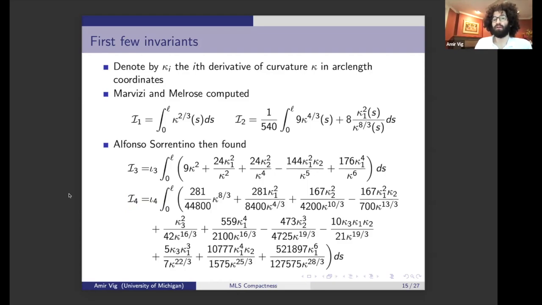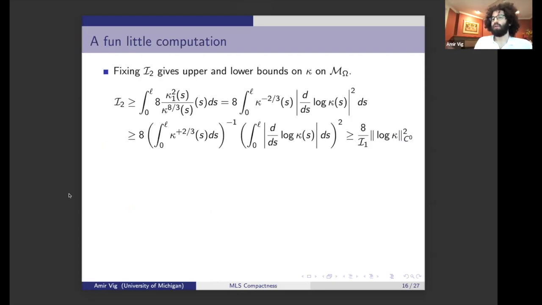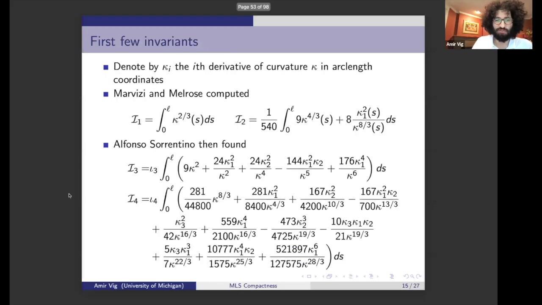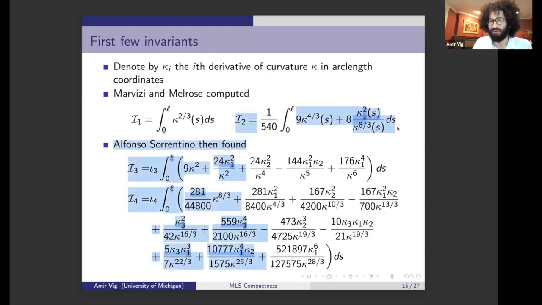But I think we found a pretty good algorithm for how to do it. So let me just show, it's a fun little computation. In general, I don't like the idea of proving things on slides, but this one is just so cute, I couldn't resist. Okay, so let's look at I2. Let me just remind you what I2 is. So it's 1 over 5, this one. It's just two terms in the integrand.